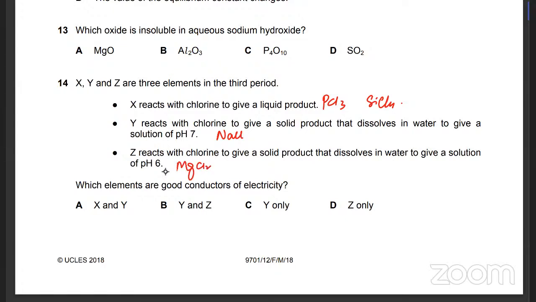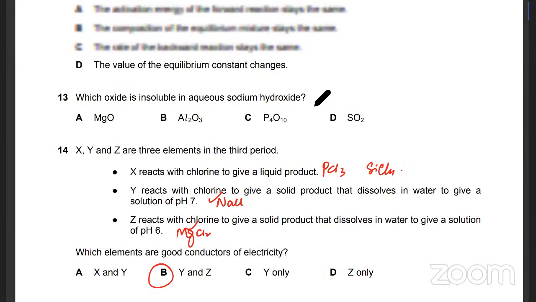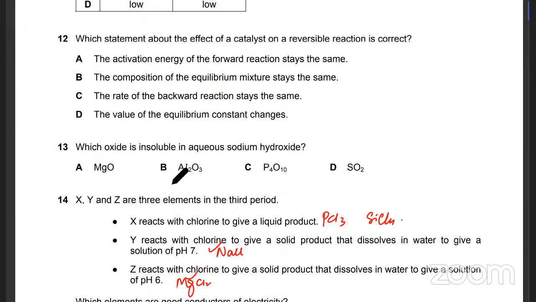So which elements are good conductors of electricity? Y and Z. Mg and Na, not phosphorus. The first ones are covalent. I mean, the elements are covalent as well, basically non-metals. Which oxide is insoluble in aqueous NaOH? Magnesium. So this is a base, and this is also a base, so no reaction. This is amphoteric, this is acidic, this is acidic.